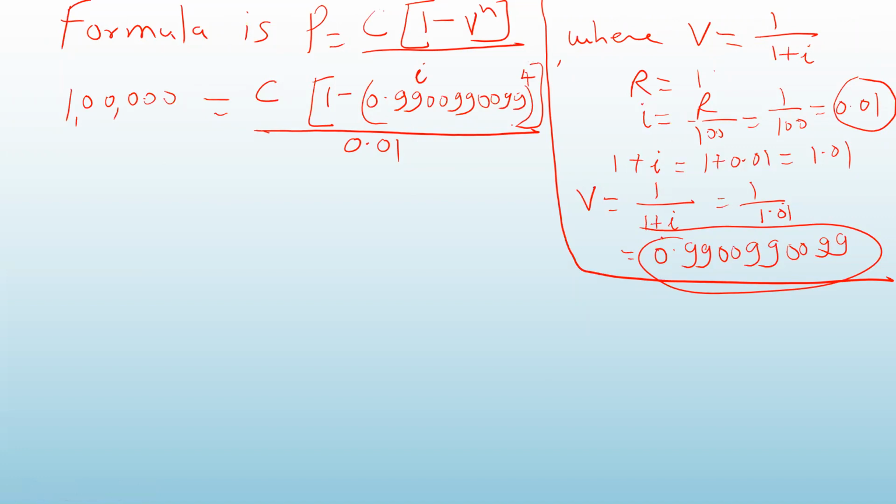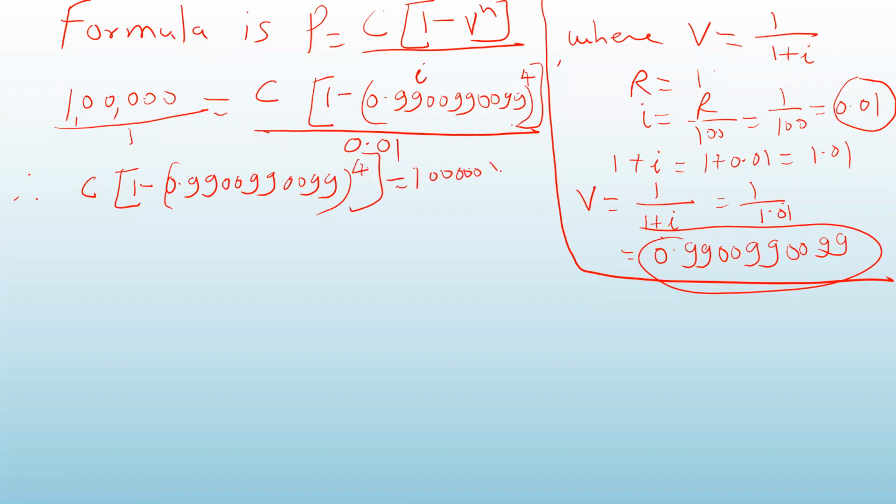You remember how we solved this equation? First of all, get rid of this denominator by cross multiplication. There is nothing here in the denominator, so it is 1. So this whole thing multiplied by 1 is equal to 1 lakh multiplied by 0.01. So C into 1 minus 0.990099 raised to power 4 is equal to 1 lakh into 0.01. Okay. Now simplify.